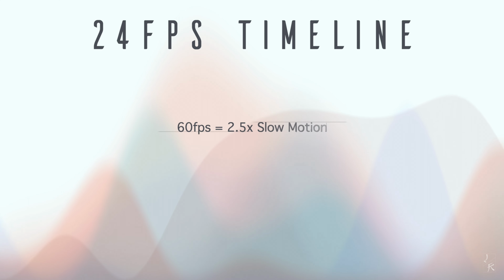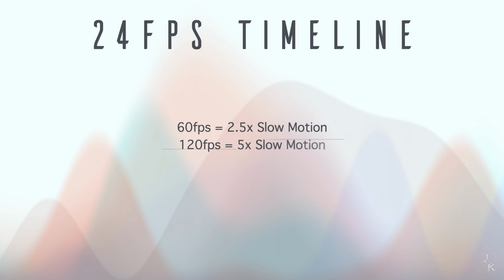For example, if you choose to play back your videos at 24 FPS and your recorded settings were 60 FPS, means 60 frames were recorded in 1 second. Means you have recorded 2.5 times more frames than your playback settings. And that's how you achieve slow-mo, also called slow motion. On a 24 FPS timeline, 60 frames per second is 2.5 times slow motion. And on a 24 FPS timeline, 120 frames per second is 5 times slow motion.